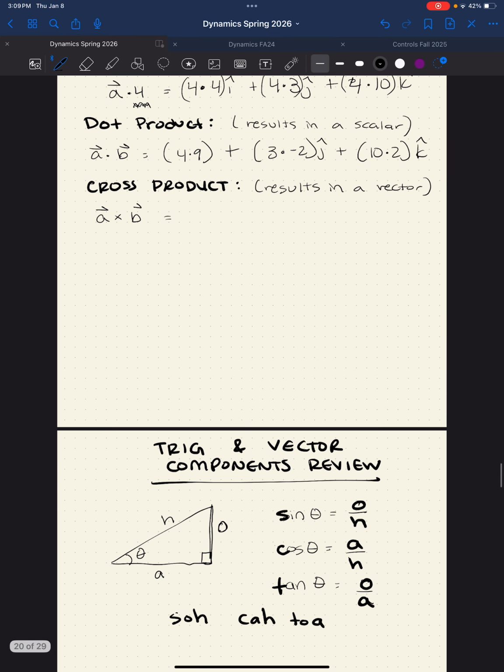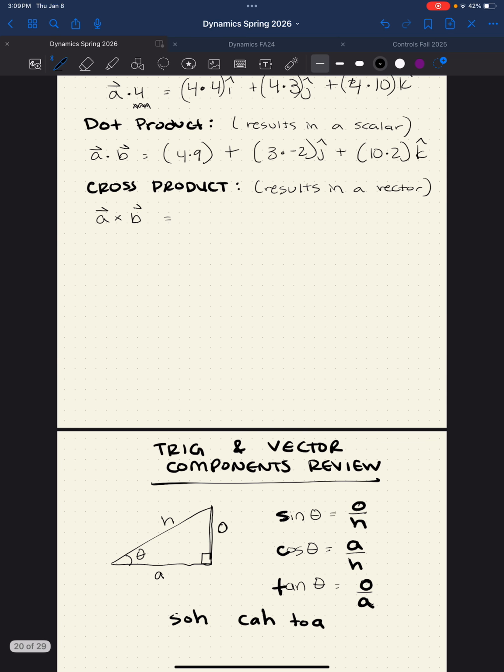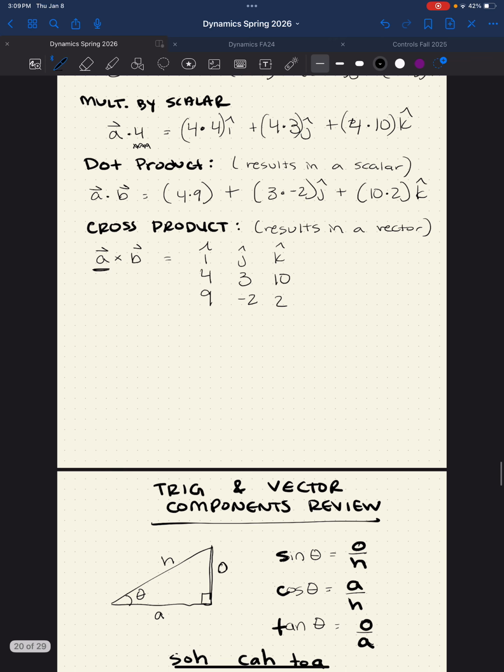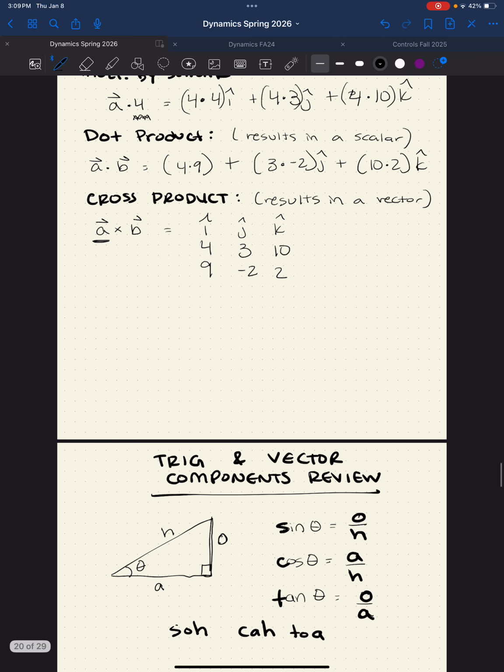But I will show you the way that I do it, and the way that I will do it in the notes. Okay, so the way that I do it is by writing out this array I, J, K, and then I start with this vector. I lay out vector A, so this will be 4, 3, 10, and then I lay out vector B, which is 9, minus 2, 2. Okay, and then I refer back to this array for each component of my cross product.